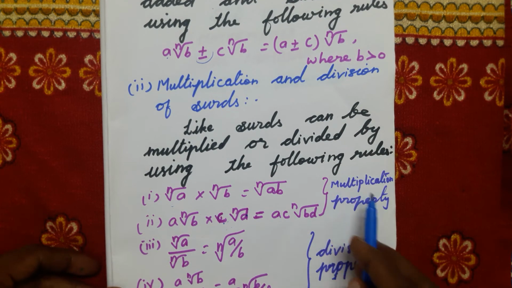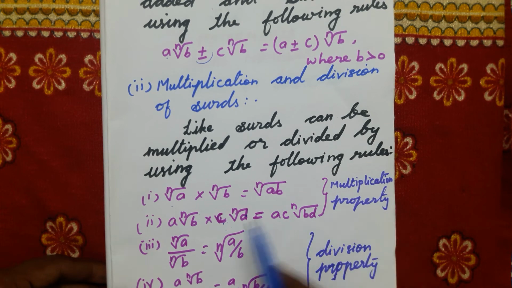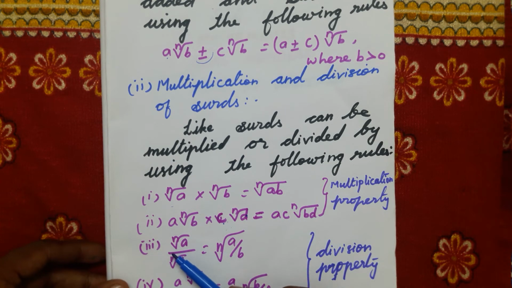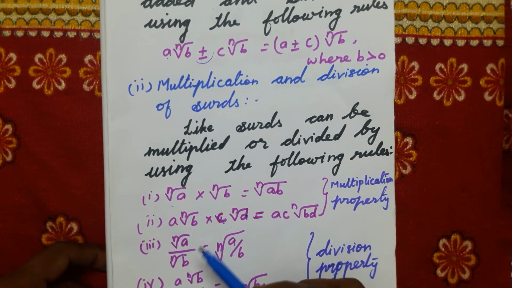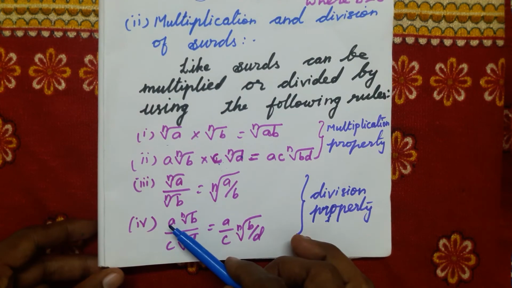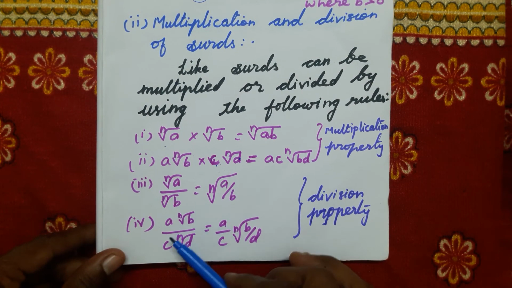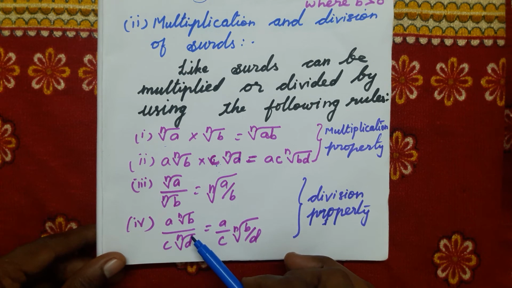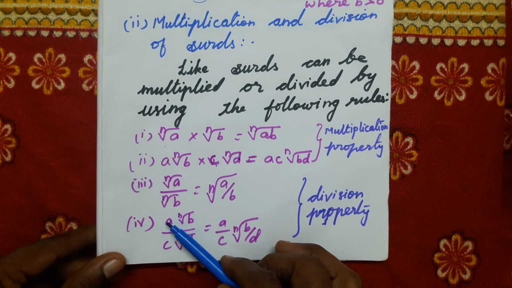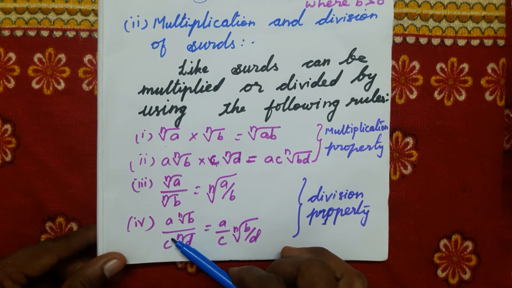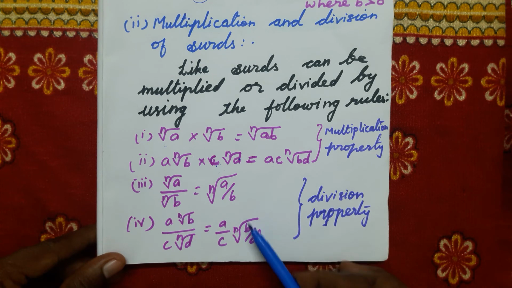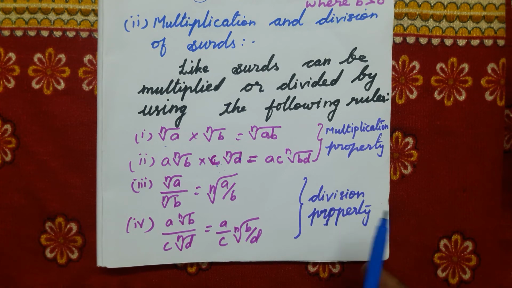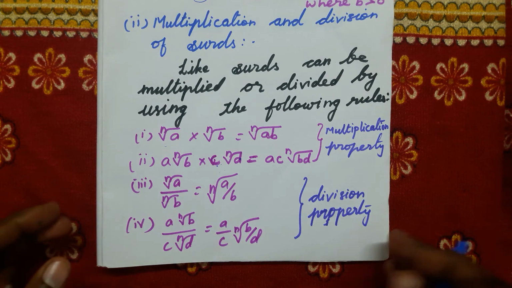This is the multiplication property. Next, the division property. Nth root of a by nth root of b is equal to nth root of a by b. Where a coefficient is also there, a nth root of b by c nth root of d is equal to a by c, the coefficients we have to divide separately, into nth root of b by d. It is the division property.